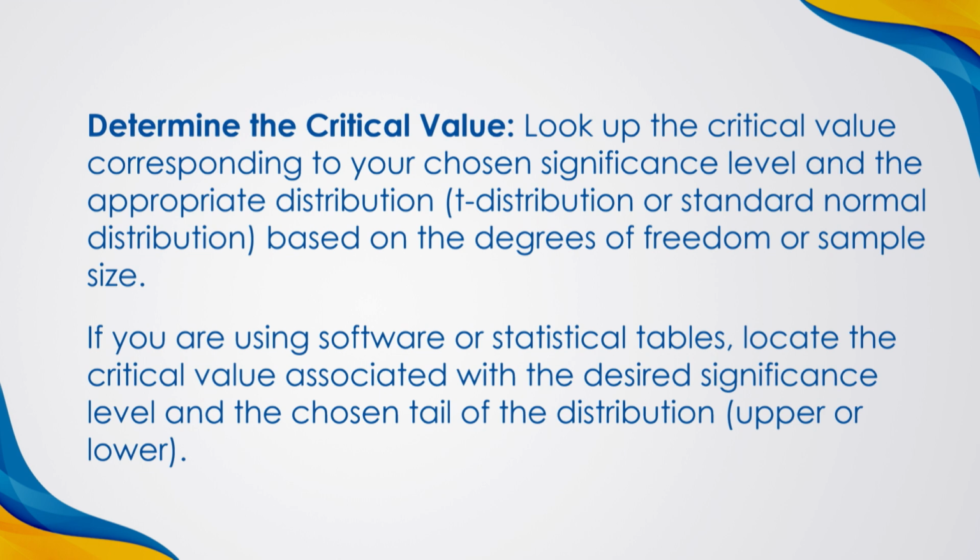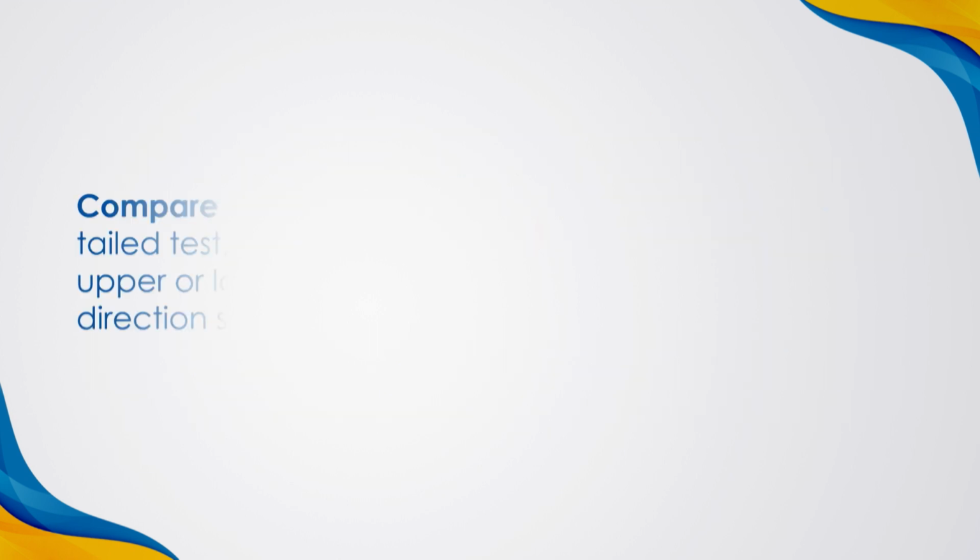Determine the critical value for a one-tailed test. Look up the critical value corresponding to your chosen significance level and the appropriate distribution, whether t distribution or standard normal distribution, based on the degrees of freedom or sample size. If you are using software or statistical tables, locate the critical value associated with the desired significance level and the chosen tail of the distribution, either upper or lower.